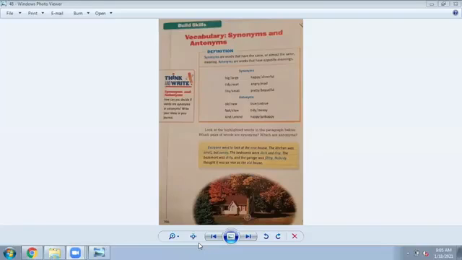I wrote it in the chat. Okay, let me check. Antonyms, that's right. Tall and short are antonyms. They are opposite, okay? Thank you, honey. All right, Leanne.